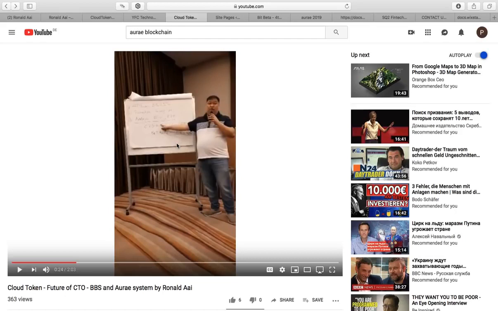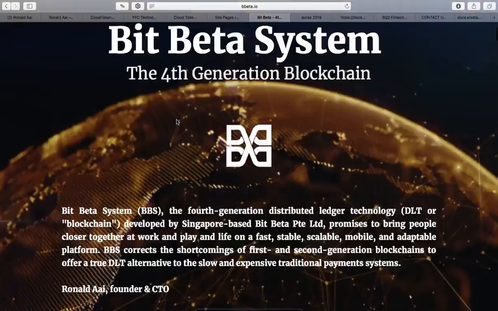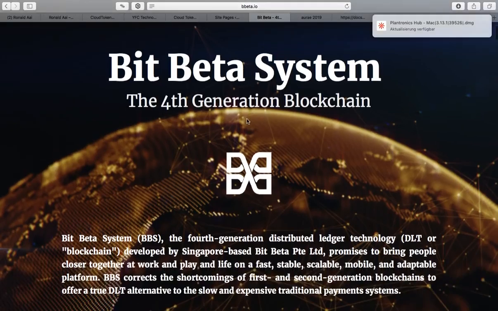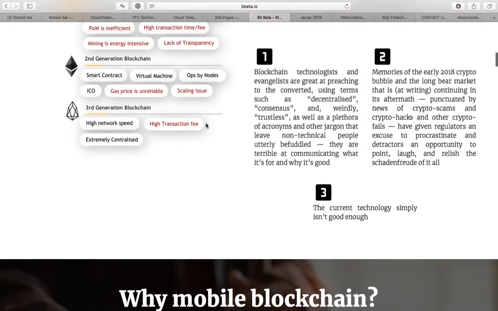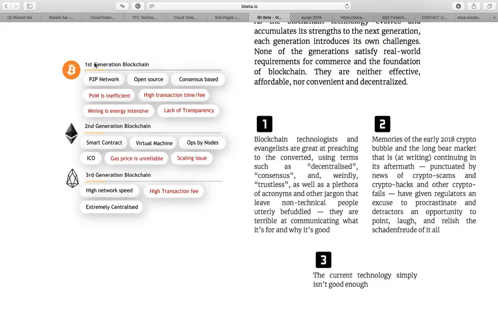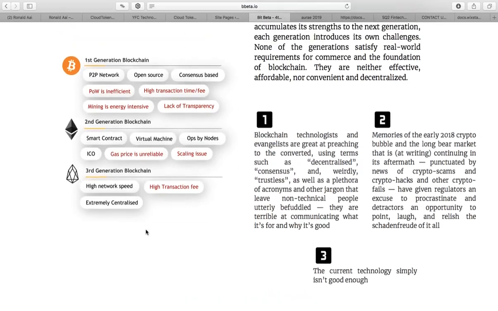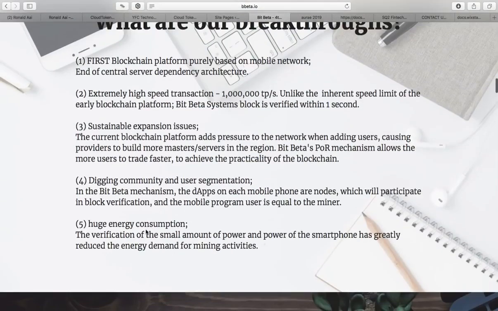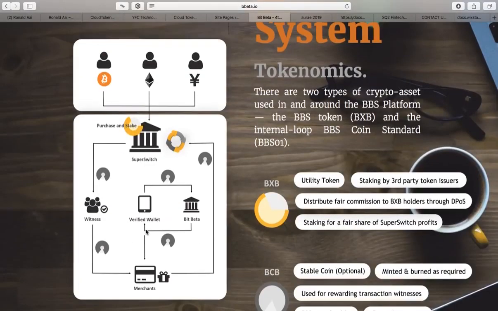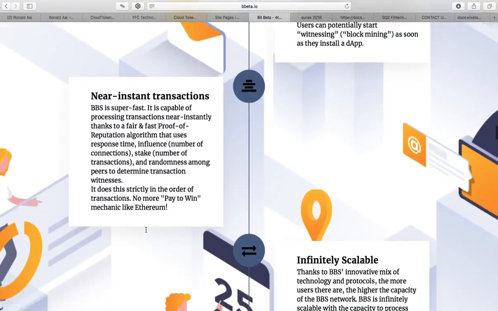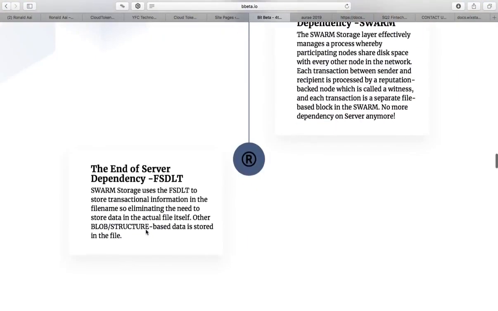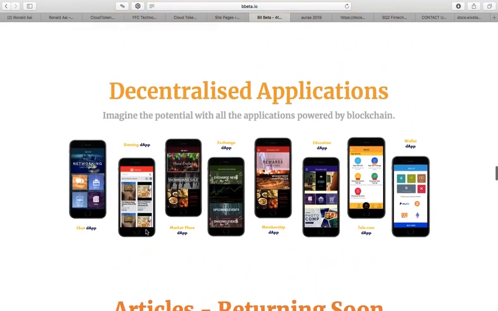The BBS blockchain that is based on the Aura technology. Okay, let's have a look at Beta System and what it is. So that's the official website, right? And yes, they develop a mobile blockchain, a 4th generation blockchain. Here they explain the 1st generation was Bitcoin, the 2nd was Ethereum, and the 3rd was EOS. All of them have pros and cons, right? But the 4th generation blockchain is the fastest blockchain, and it becomes faster with the increasing number of transactions. So the more transactions, the faster BBS becomes, unlike Bitcoin or Ethereum, right? The more transactions you have, the slower your blockchain becomes.